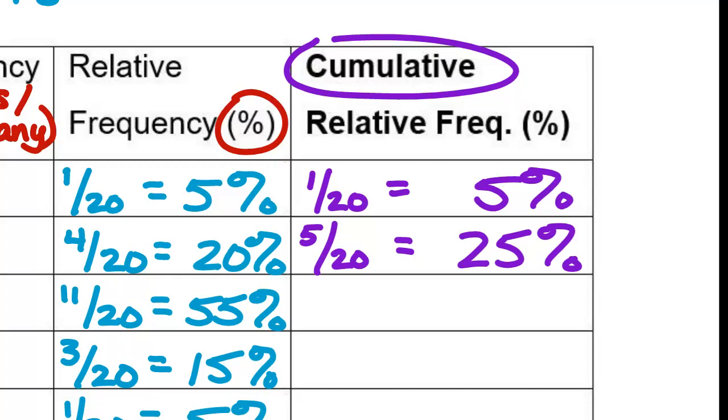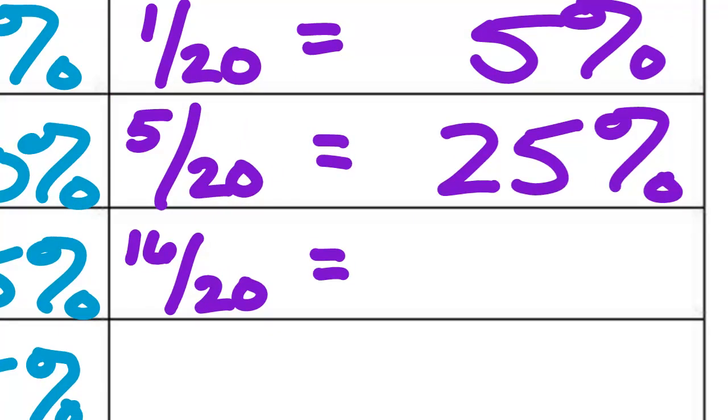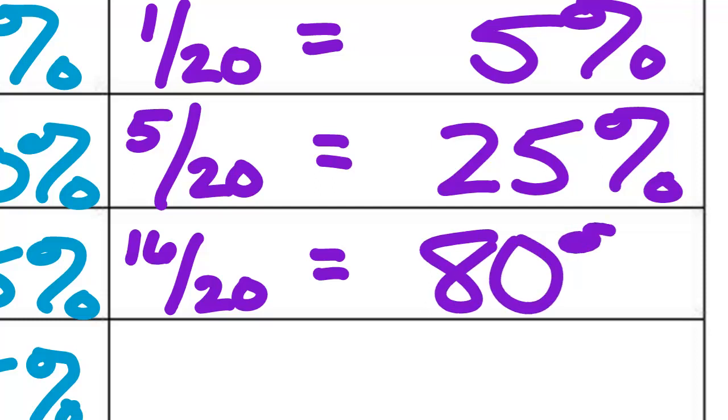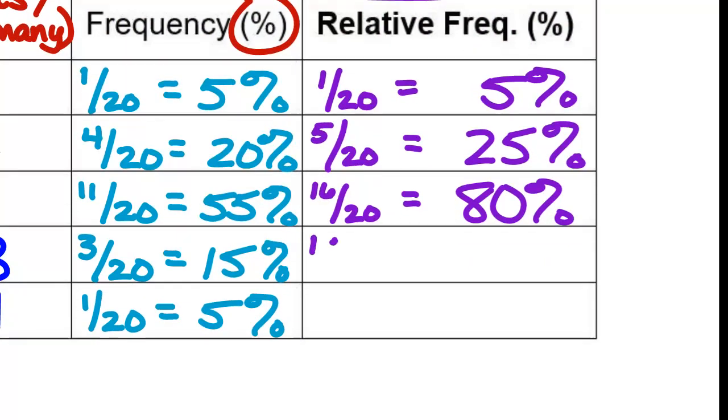How many people have we gathered when we extend it all the way out to 70 inches? 16 people. And that would put us at what percent? 80%. Notice that's what we get if I add 5 and 20 and 55, or 25 plus 55. I get up to that 80%. If we add 3 more people, now we're at 19 out of 20.